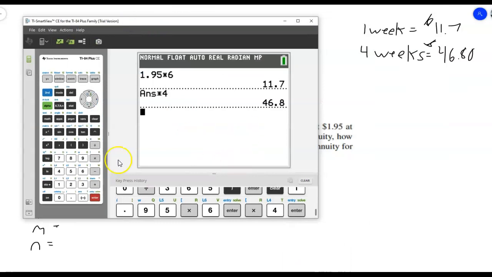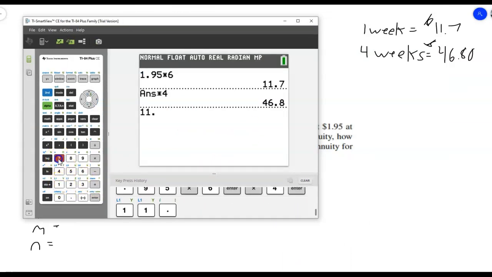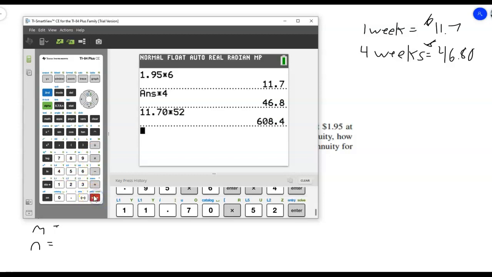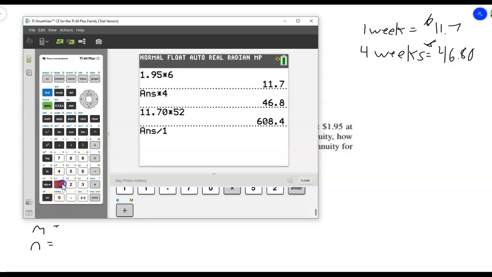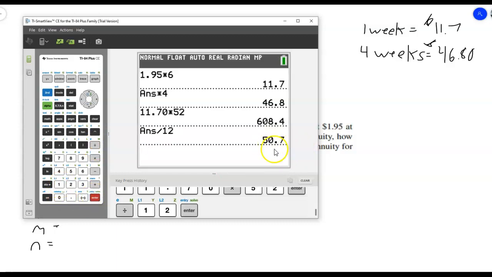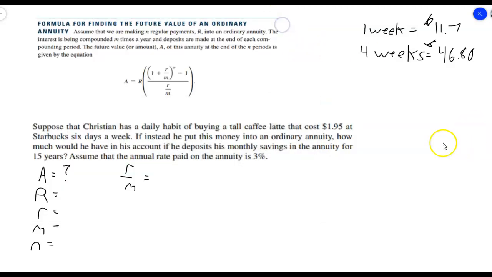Now, if I wanted to get a better figure than this, what I could do is say the 11.70 is a weekly amount. So let's first convert that to an annual amount by multiplying it by 52, because there's 52 weeks in a year. Then we divide that by 12 because there's 12 months in a year. Here we get $50.70, which is a little bit more than our $46.80. But this $50.70 would actually be more accurate because there's actually 4.333 weeks in a month, not 4 on average.